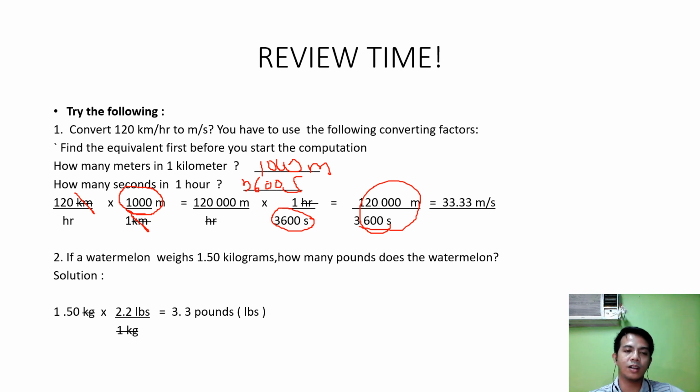Okay, so question number 2, if a watermelon weighs 1.50 kilograms, how many pounds does the watermelon weigh? So this is the solution. There are 2.2 pounds in 1 kilogram. So 1.5 kilograms times 2.2 pounds is equal to 3.3 pounds. So this is the answer.